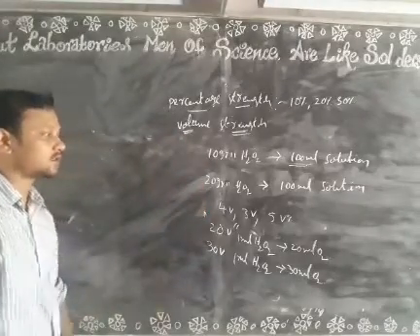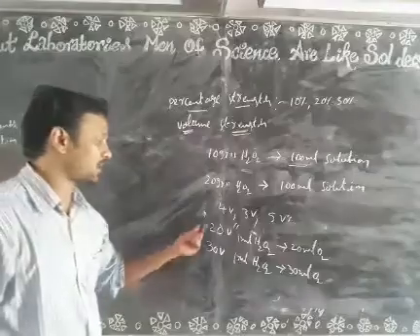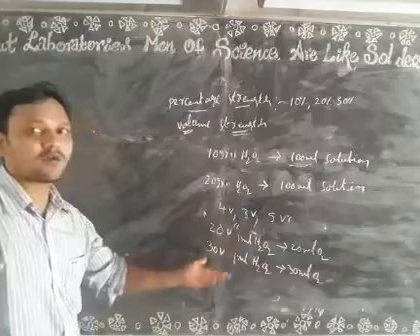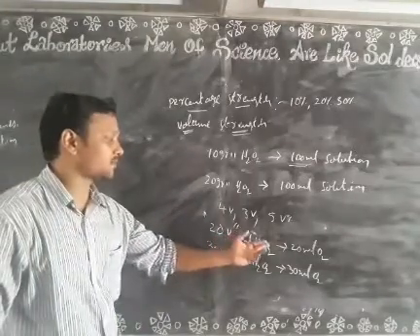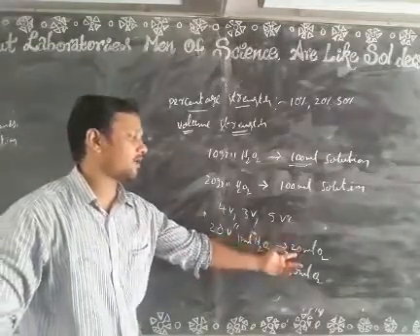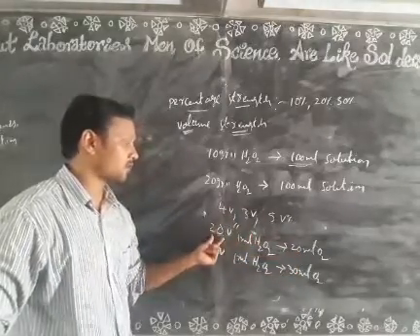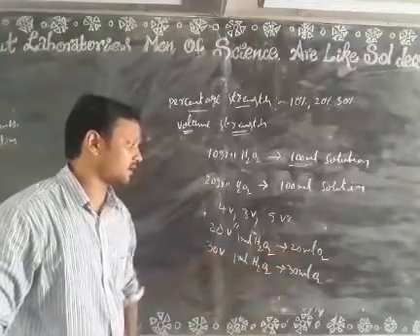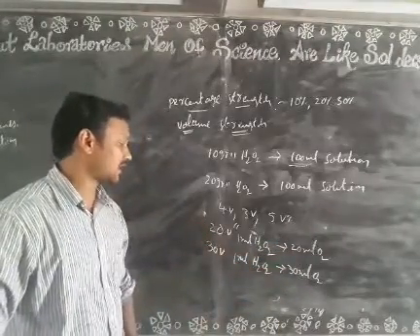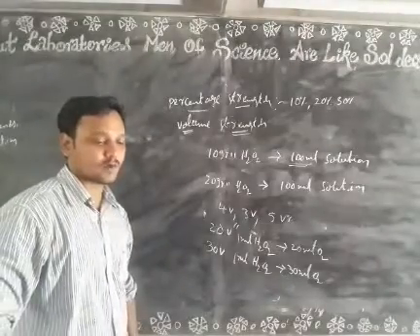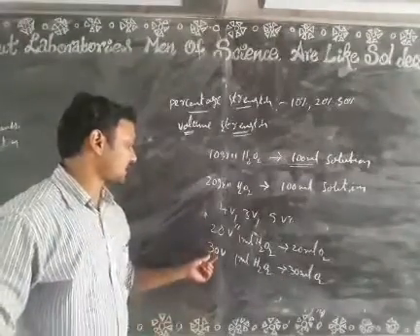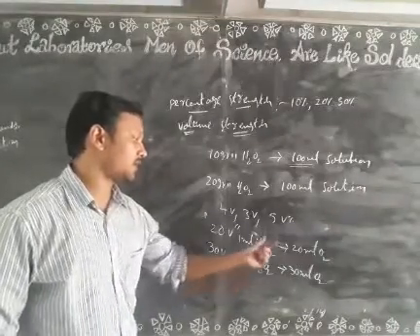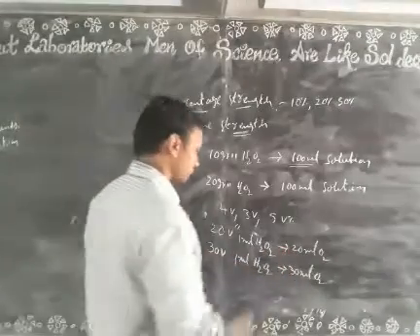And what is volume strength? Volume strength is always denoted by 20 volume or 30 volume or 4 volume or 3 volume or 5 volume. If 1 ml of hydrogen peroxide is decomposed and gives 20 ml of oxygen, it is represented as 20 volume. If 1 ml of hydrogen peroxide is decomposed and gives 30 ml of oxygen, then it is called 30 volume. That is called volume strength. So 30 volume means 1 ml of hydrogen peroxide when decomposed gives 30 ml of oxygen.